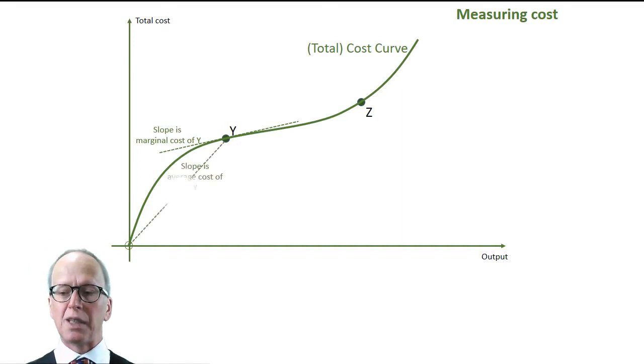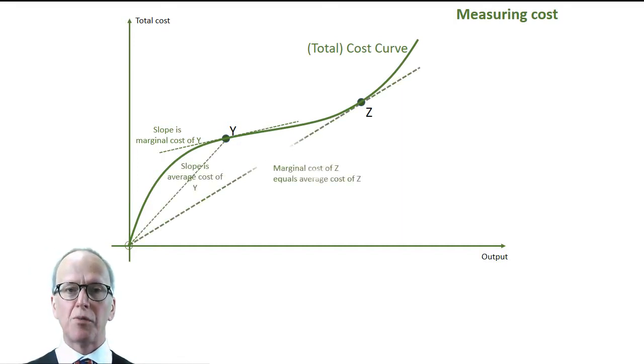Let's see how we obtain average and marginal cost from the total cost curve. I have labelled the tangent to point Y; its slope is the marginal cost of Y. This is consistent with our definition of marginal functions in part 2, as the rate of change of a variable. Applying the language of calculus, the marginal cost is the derivative of total cost with respect to output.